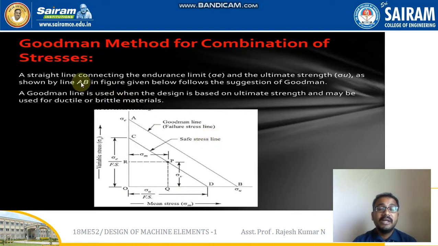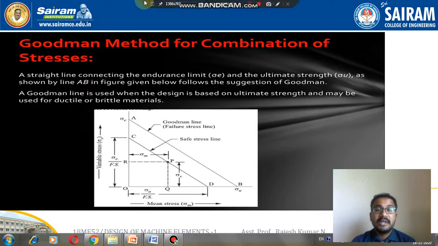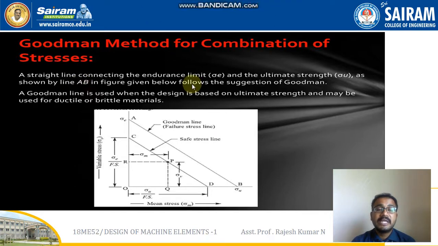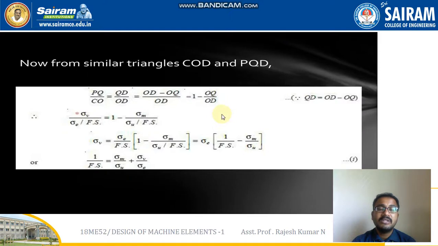So theoretically we are writing it as a straight line connecting the endurance limit sigma E and the ultimate strength sigma U, as shown by line AB. Its sketch given below follows the suggestion of Goodman criteria. A Goodman line is used when the design is based on ultimate strength and may be used for ductile or brittle material, but purely it is recommended for brittle material, not for ductile materials.